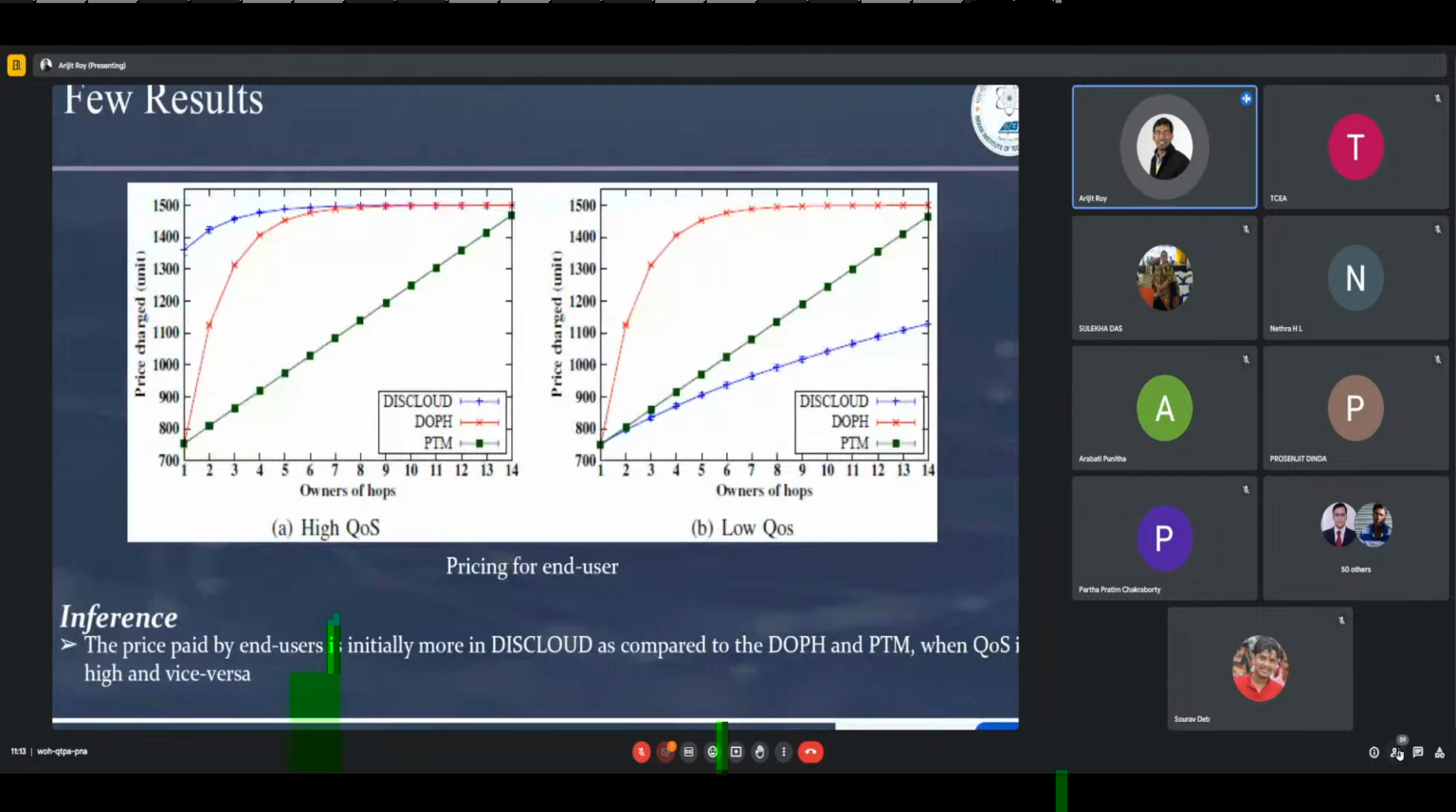And in this figure you can see that the price charged in the case of this cloud, that is our scheme, is initially high, but later on it is the same as other schemes like DOPH, that is the dynamic pricing for sensor cloud, the traditional one, and PTM, packet trade model. Whereas when the QoS is low, then we can see that this cloud is charging a lower amount.